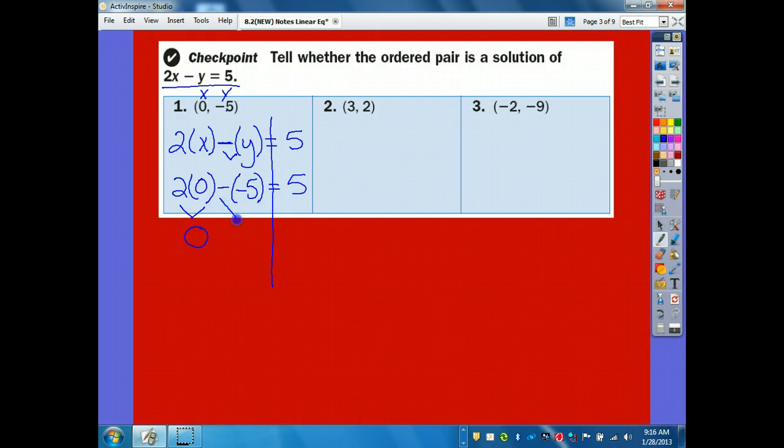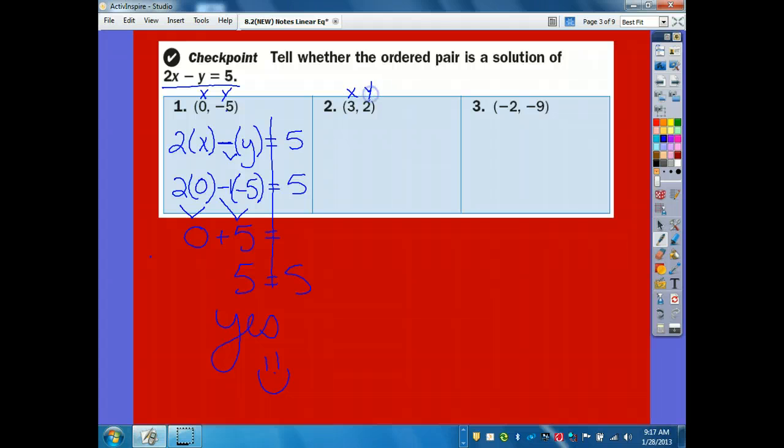Excellent. And a negative, there's that assumed 1. A negative 1 times a negative 5 is? A negative 6, right? Oh, you are awake. Good. No, it is not a negative 6. It is a positive 5. Excellent. So 0 and 5 is 5. Does 5 equal 5? Does that one work? Yay. That one gets the smiley face. Indeed, it works. Okay, do number 2.